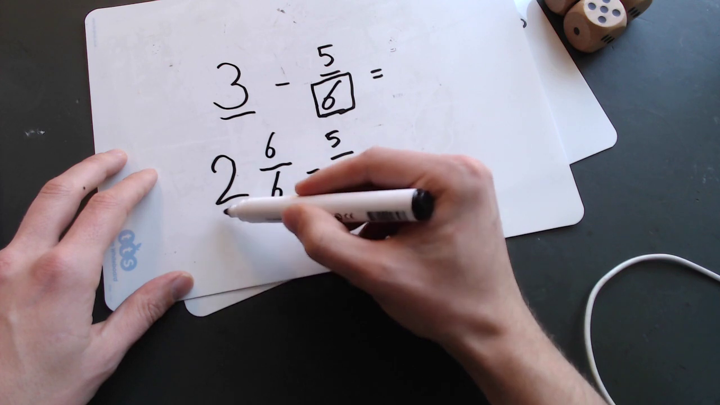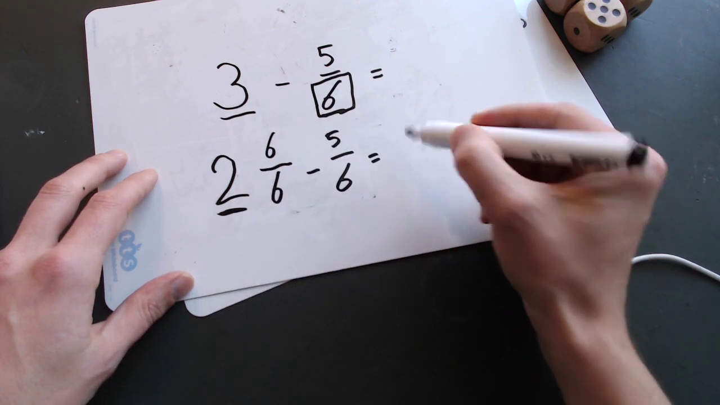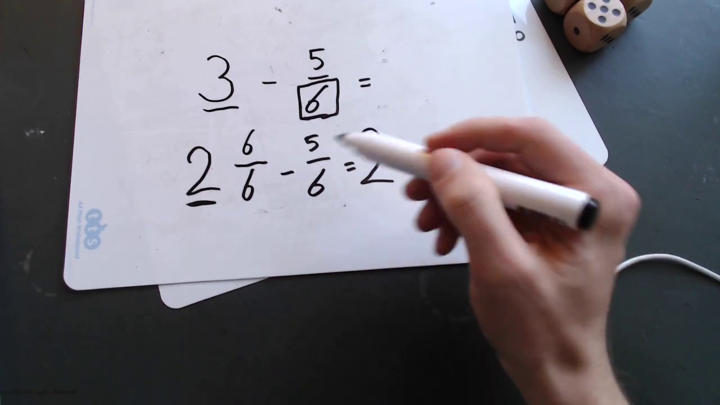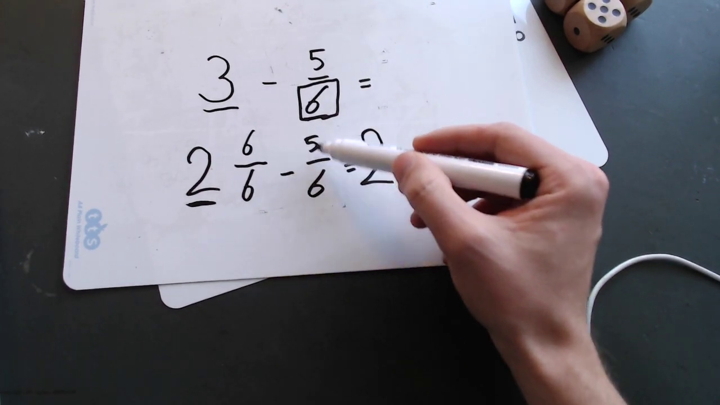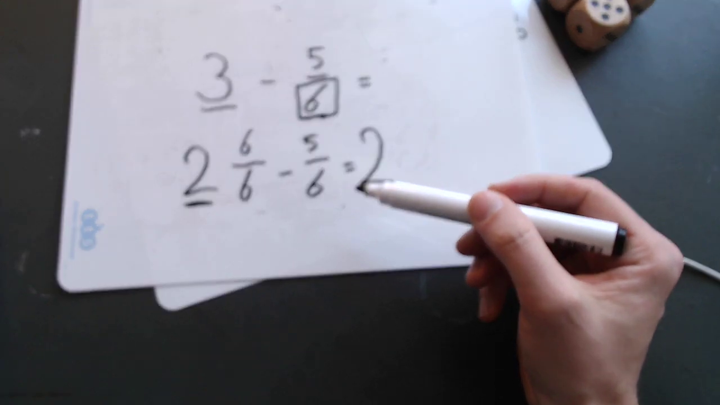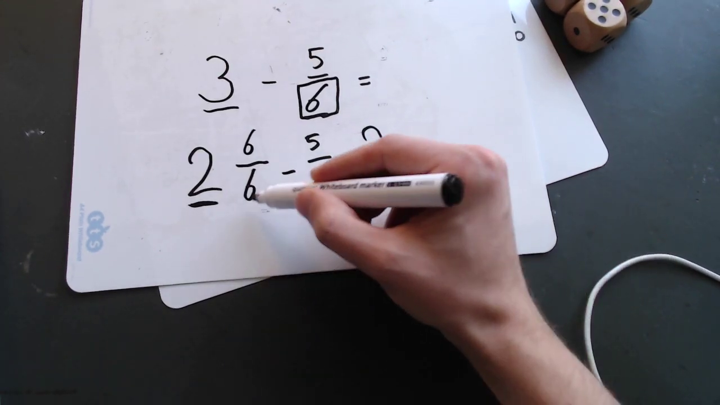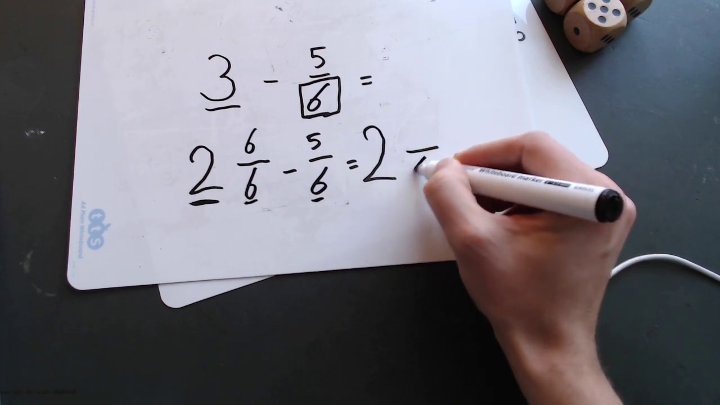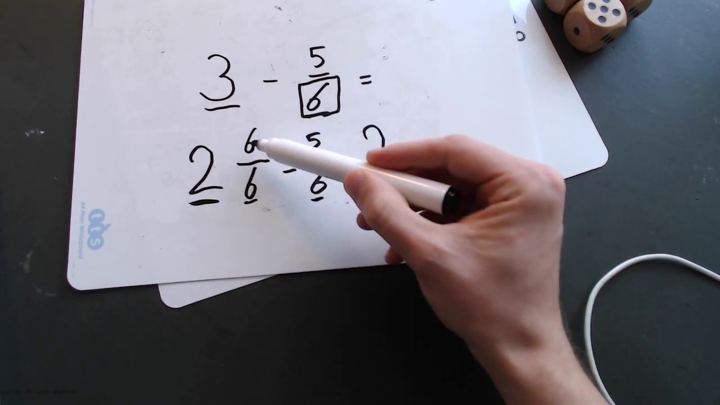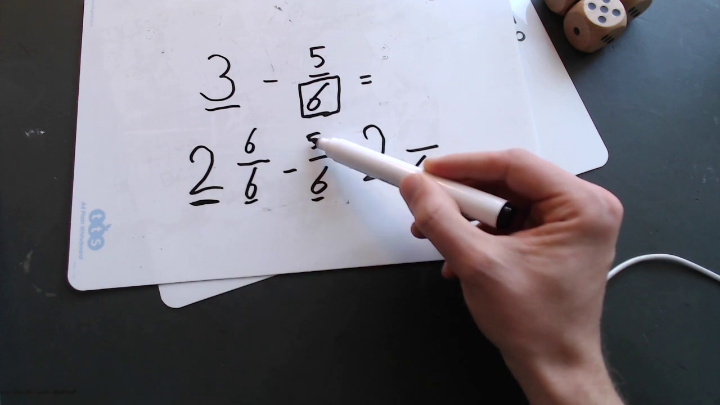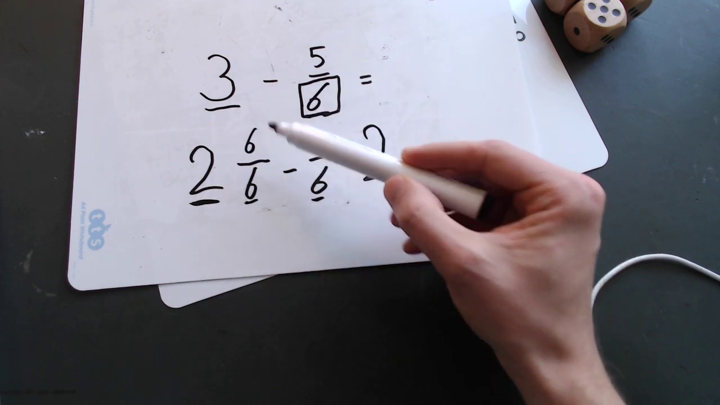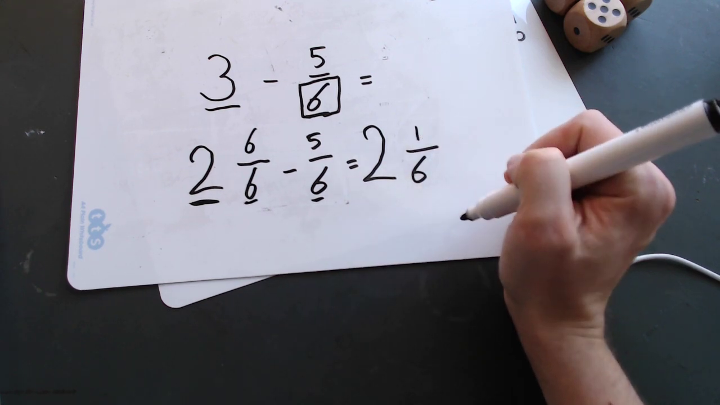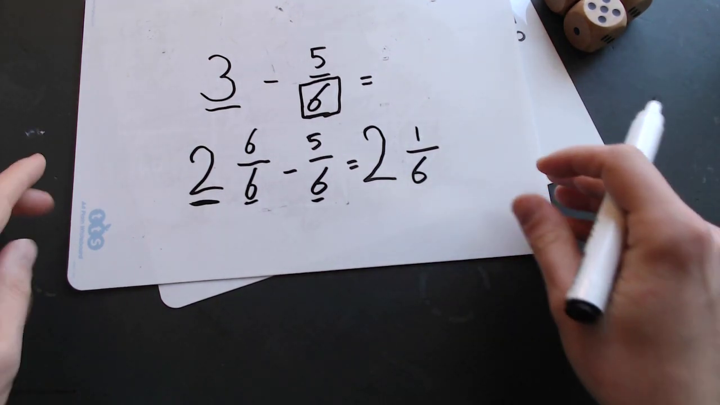Now we're not going to change the 2 whole ones. They're going to stay the same. So we can already write that down. So 2 whole ones. And then we're going to subtract 6 over 6 by 5 over 6. Now remember, when we do subtraction, just like when we do addition, when the denominator is the same, the denominator doesn't change. So it stays 6. Then we do 6 take away 5 because the numerator does change. So 6 minus 5 equals 1. 2 whole ones and 1 over 6.